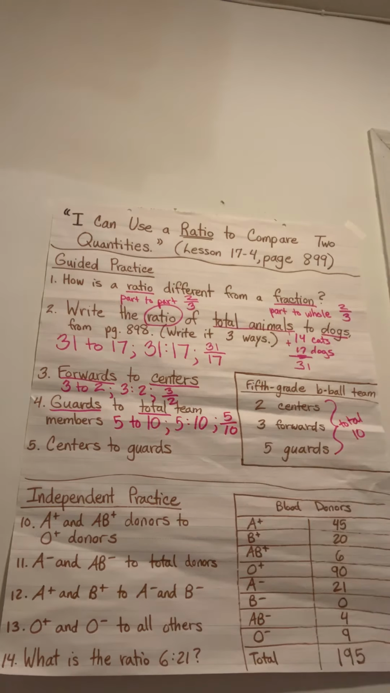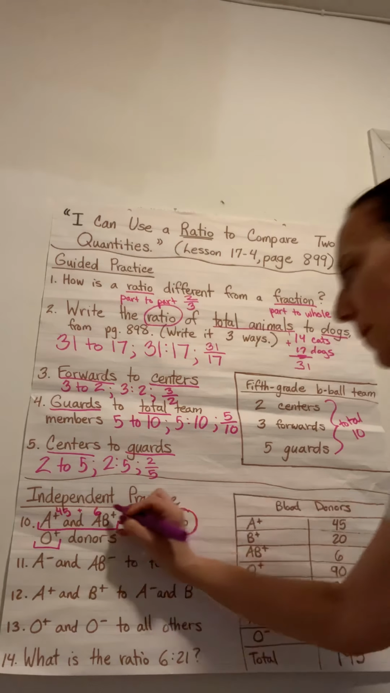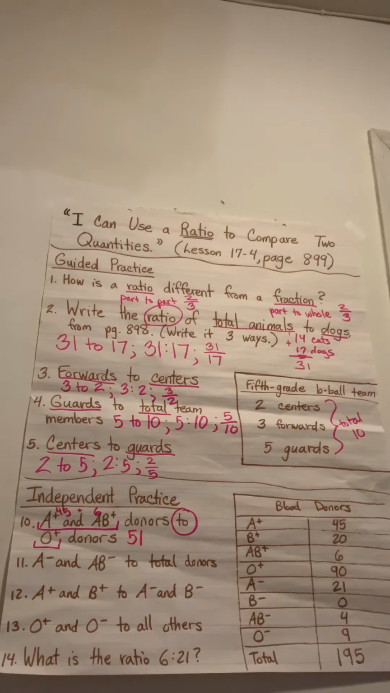So what I like to do is find the 2. The 2 is always what separates the first part from the second part. So if I have more than one thing in a part, then I need to put it together before I do my comparison. So A positive is 45 plus AB positive is 6. So this is really 45 plus 6. That is 51. So my first part of my ratio is going to be 51. And then O positive is right here. It's 90. So this ratio is going to be 51 to 90. Again, the directions asked me to write it by showing them all 3 different ways. So I can do that here.